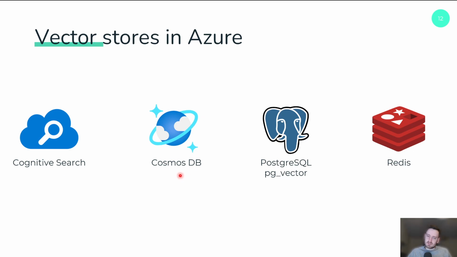Then you also have Cosmos DB, which supports vectors as well. You can do Postgres with the pgvector extension, and Redis also has capabilities for vector search. So these are some good options that are available right now in Azure. And of course, you can always run your own container and run something there as well.